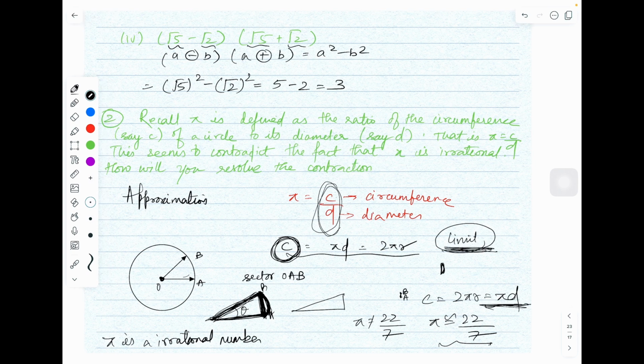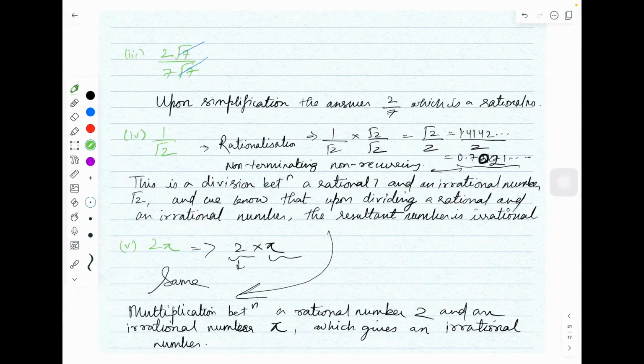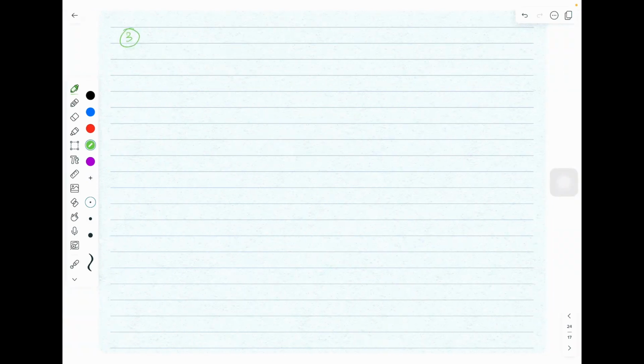Third question is, plot root 9.3 on a number line.